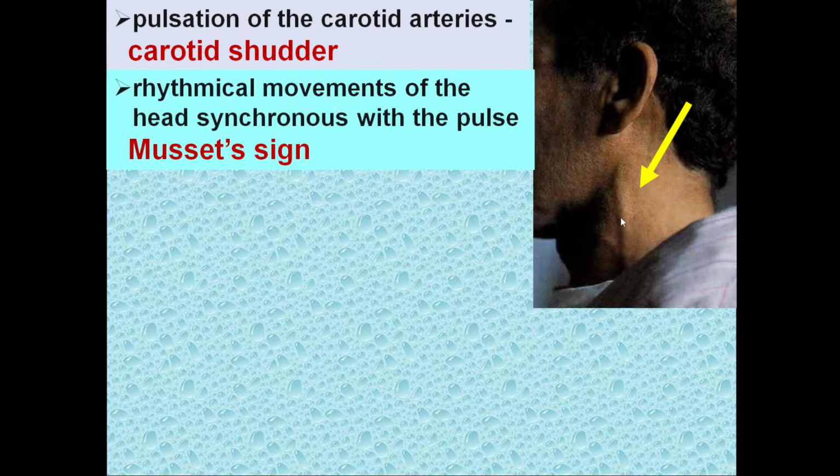Together with pulsation of the carotid artery, we see rhythmical movements of the head, which are obligatorily synchronous with the pulse. Musset's sign. I'll pay your attention: movements of the head are obligatorily synchronous with the arterial pulse, because asynchronous movements of the head are characteristic of neurological pathology, Parkinsonism.